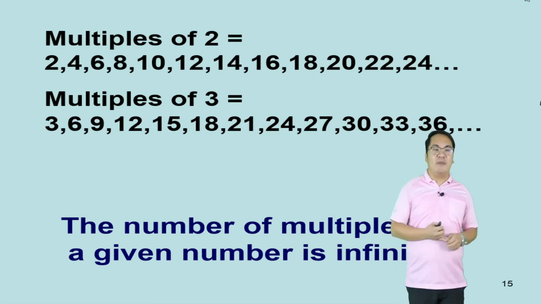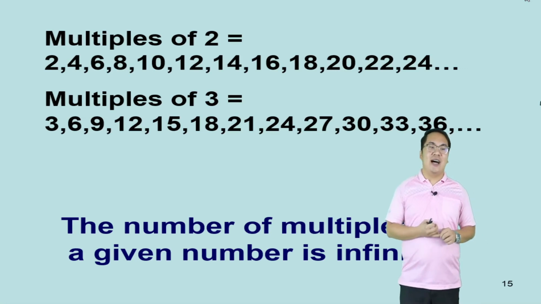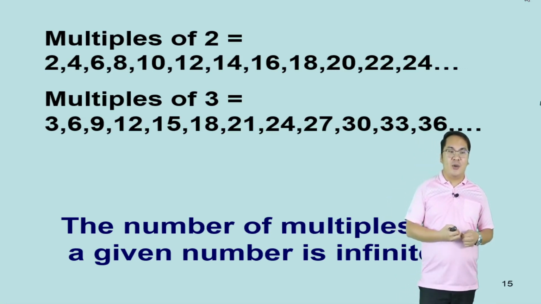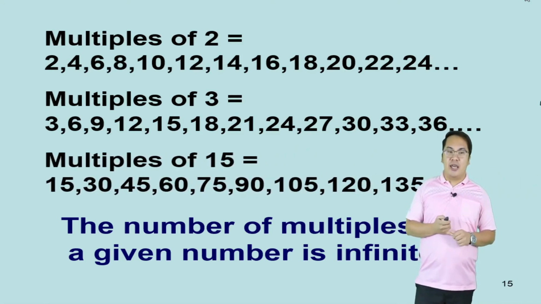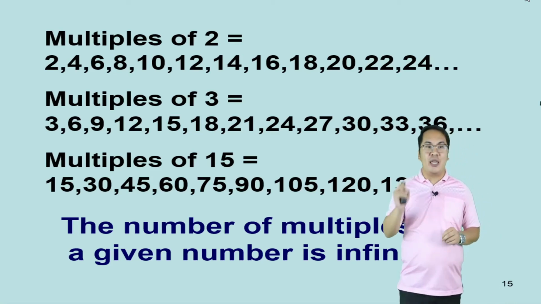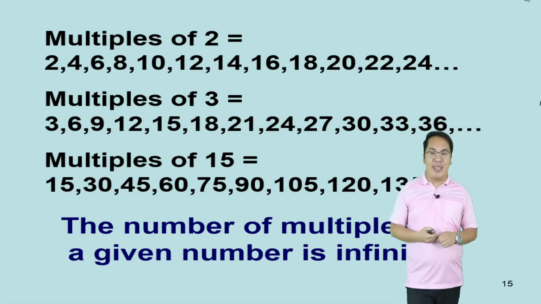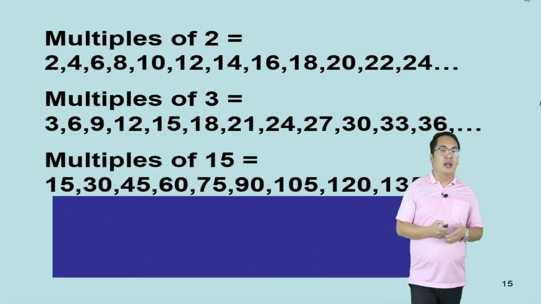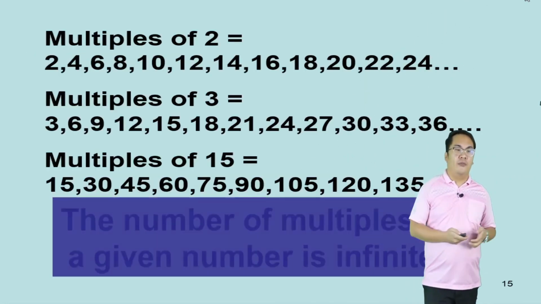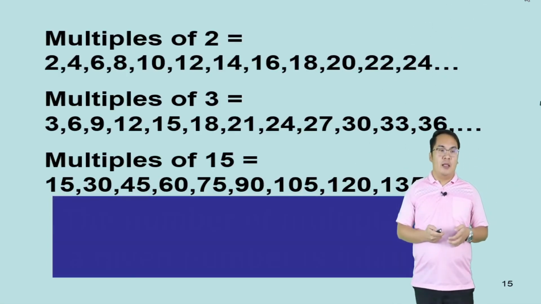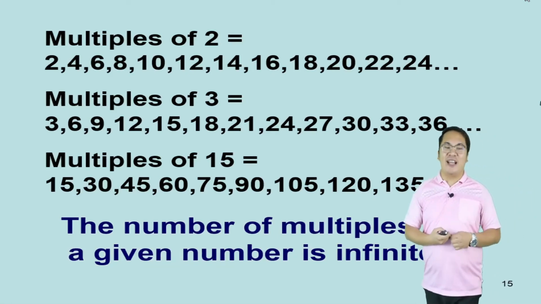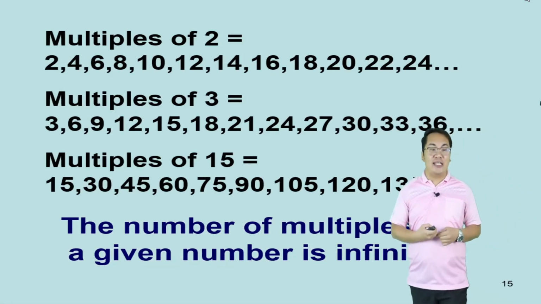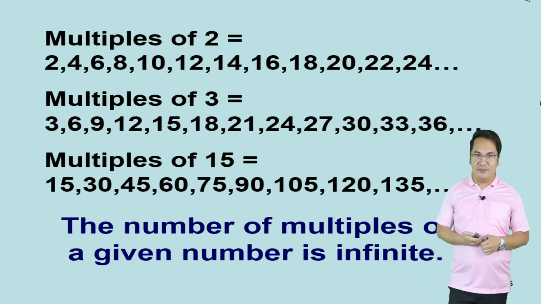So how about in 3? We have here 3, 6, 9, 12, 15, 18, 21, 24, 27, 30, 33, and 36. Another ellipsis there, so you can continue doing multiple numbers. Okay? So next one, the multiples of 15. So we can say that 15, 30, 45, 60, 75, 90, 105, 120, and 135. There you go.